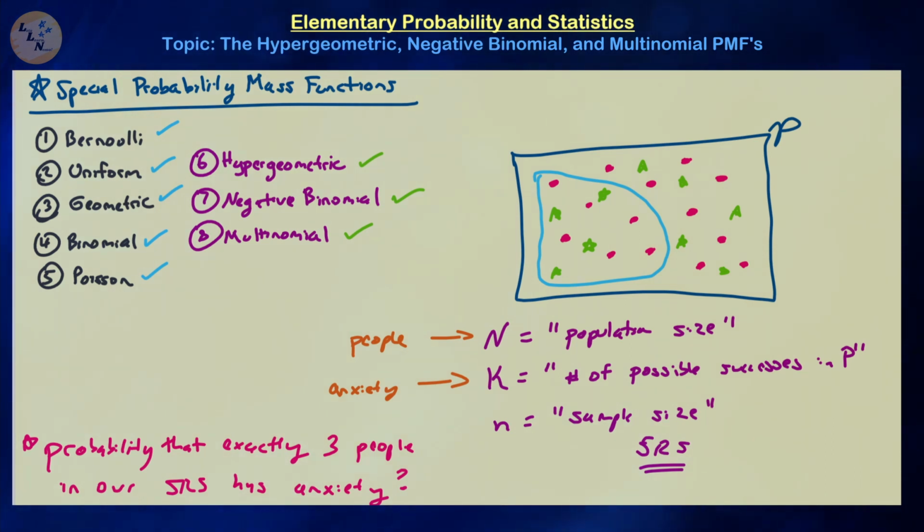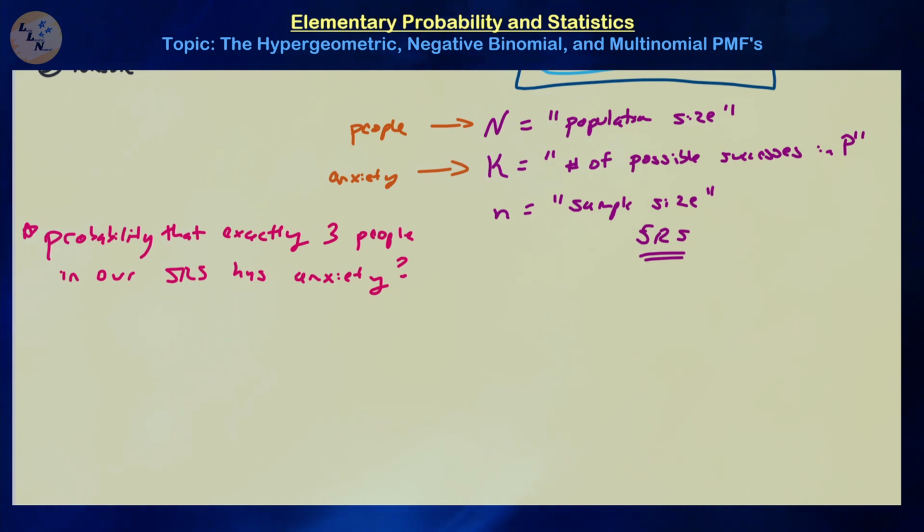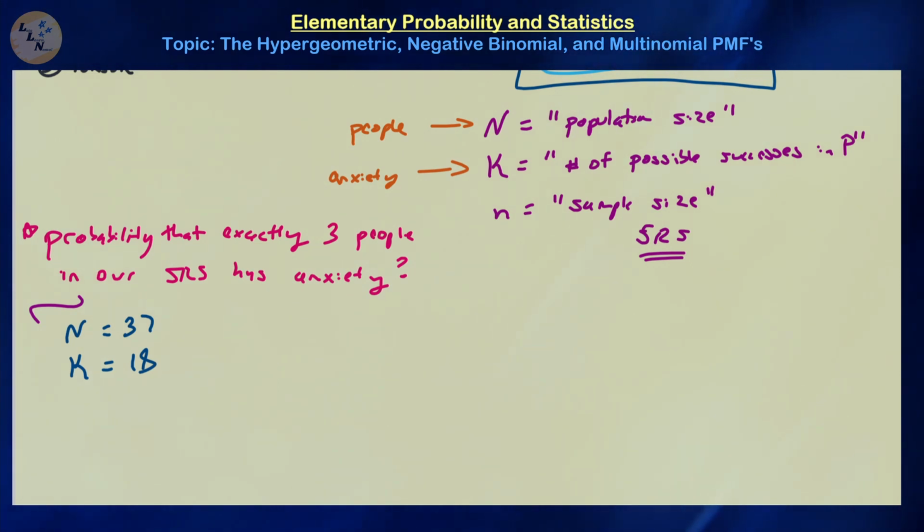So let's just define a couple of these parameters, for example, capital N and capital K. Let's assume capital N is going to be equal to 37 people. For example, that can be the number of people in a cafeteria or a restaurant or something. And let's assume in that particular population there are 18 people who have anxiety. Let's go out and collect a simple random sample of 7 people from that population of size 37.